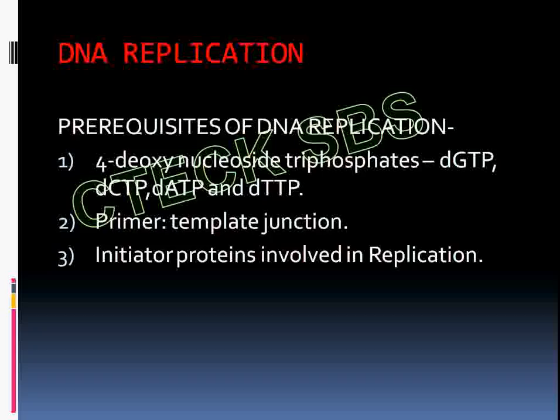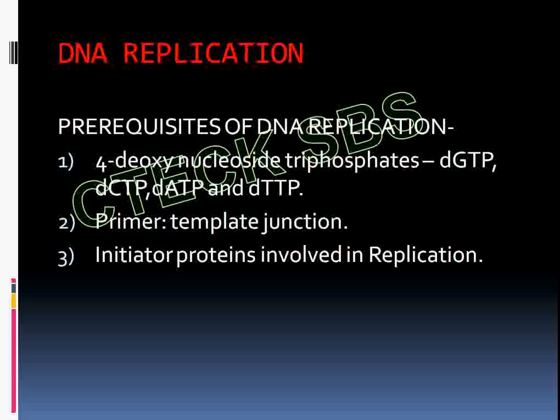The first important process involved in the central dogma is replication. In replication, the double-stranded DNA is converted to another double-stranded DNA. So a DNA to a DNA. This is known as replication. There are certain prerequisites of DNA replication. Of course, any process in the body will involve certain energy, certain enzymes, and a primer template. Of course, without a template, no process can start.